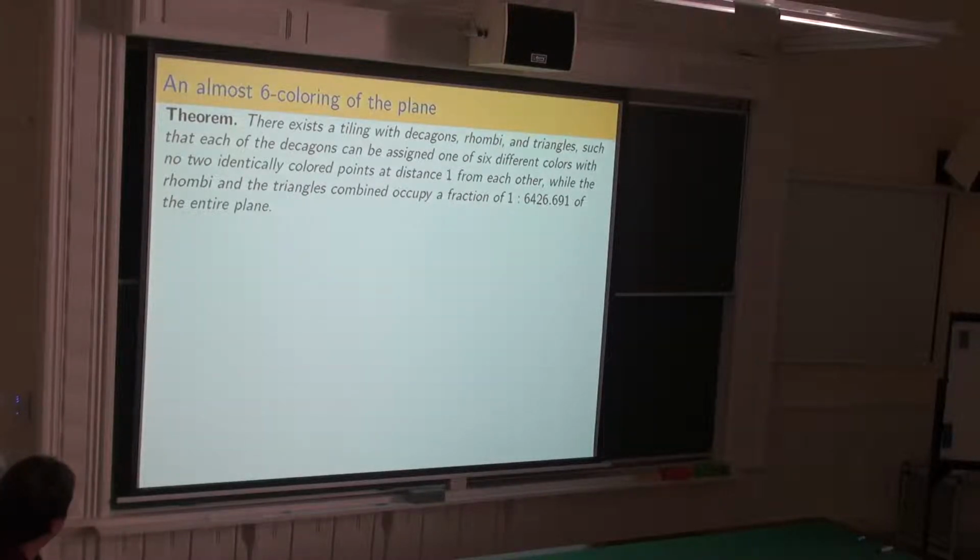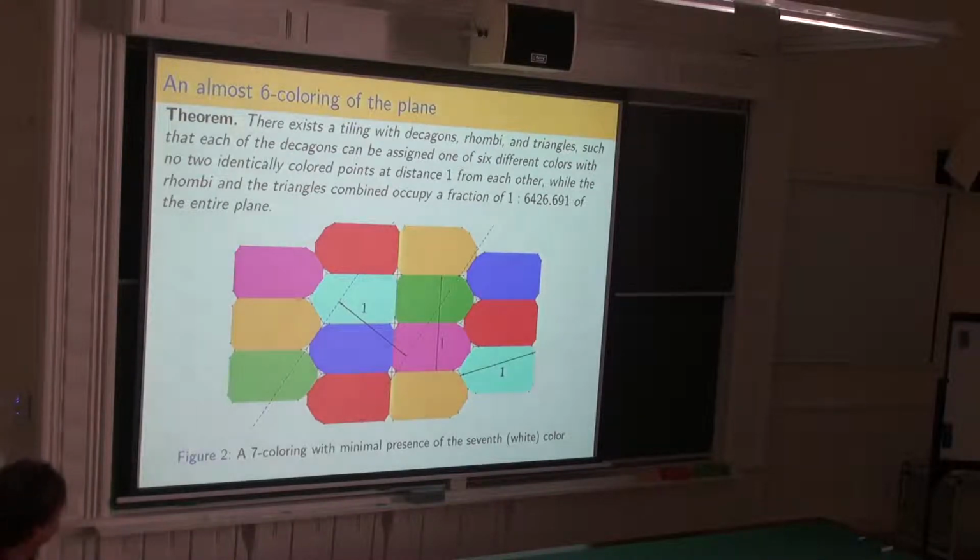And the result we have is an improvement of previous results of Pegg and Pritikin. So let's read the statement. You have a tiling of the plane with decagons, rhombi, and triangles, such that each of the decagons can be assigned one of 6 different colors, with no identically colored points at distance 1 from each other within any of these 6 colors, while the rhombi and triangles occupy a fraction of 1 over 6400 of the entire plane. So basically we have 6 colors, and the 7th one, actually we have 7 colors, but the 7th one is used only very sparingly. And this is the picture.